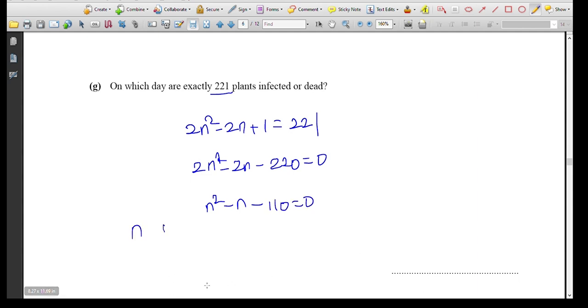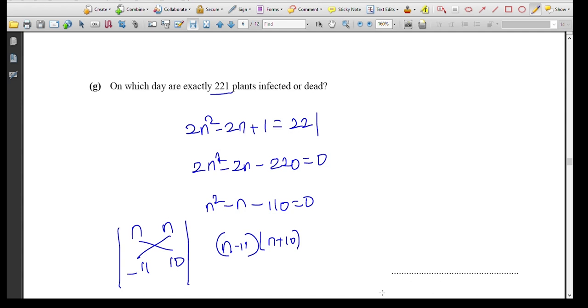Let's factorize this: 11 into 10, and we want negative, so it's going to be minus 11. So n minus 11 into n plus 10 are the factors, and we know that n is positive and n equal to 11 is the only possible answer, and not n equal to minus 10 because it's negative. Negative is not accepted here. So n equal to 11 is the answer for this subdivision.